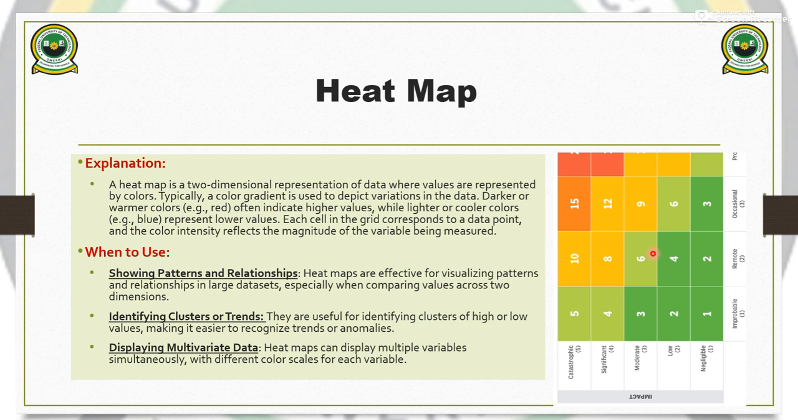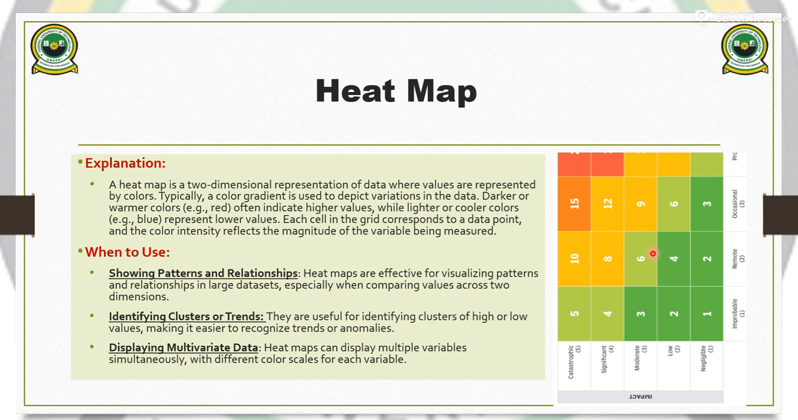the variable being measured. Now, when to use a heat map is particularly when we want to show patterns and relationships between variables, when you are identifying clusters or trends in variables, and mostly when you are working with multivariate data. Heat maps can display multiple variables simultaneously with different color scales for each of the variables. That is when the heat map comes into play.